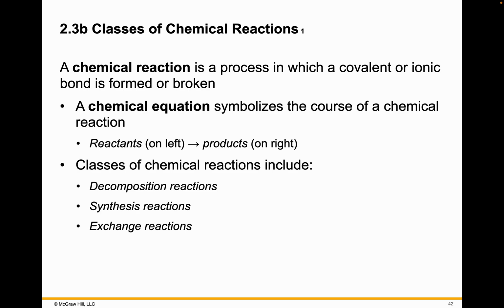So let's talk about how those atoms come together in chemical reactions. A chemical equation symbolizes the course of a chemical reaction. You write them with the reactants on the left, an arrow, and the products on the right. There are some common classes of reactions that we'll go through quickly. Decomposition, synthesis, and exchange reactions are all important.